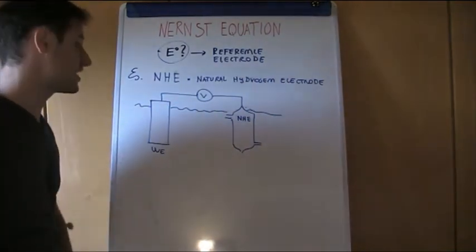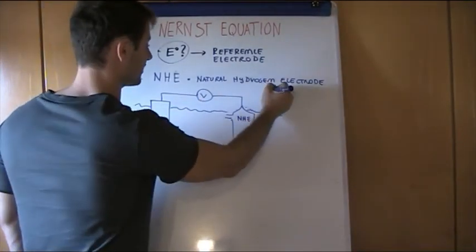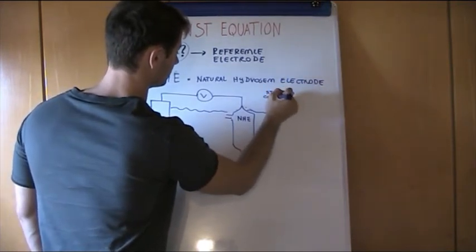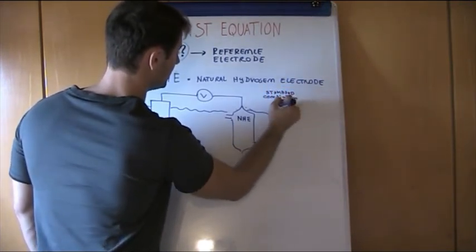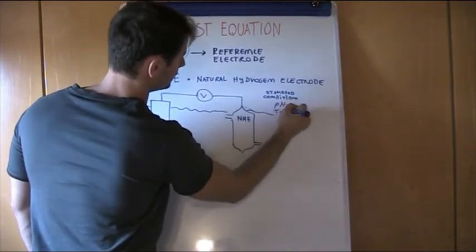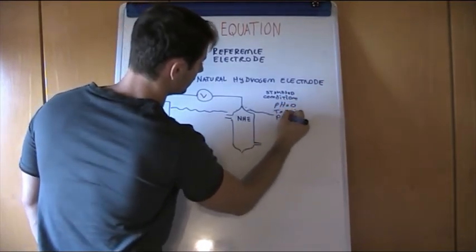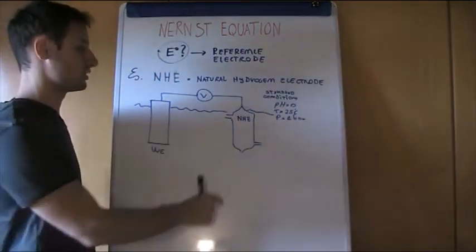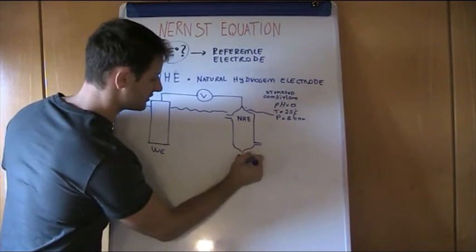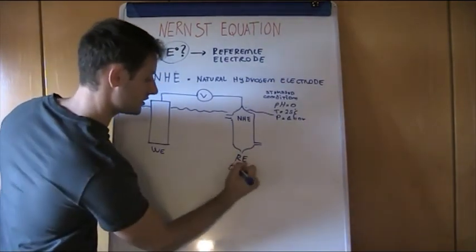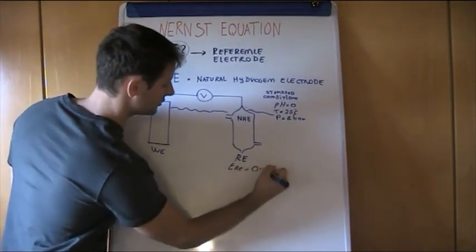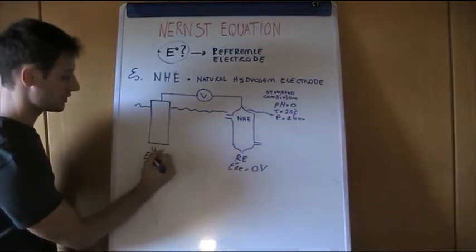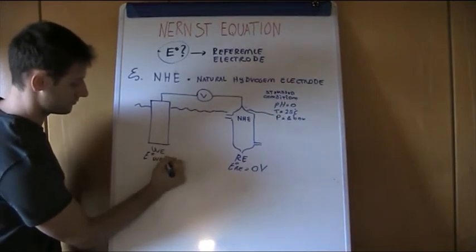What is important to say is that we know that maybe if we are in standard condition, the pH is equal to 0, the temperature is 25 Celsius degree, and the pressure is 1 bar. What is happening is that in this condition, this electrode potential, the reference electrode potential, is, we know, as a convention, equal to 0 volt. And this one is unknown.